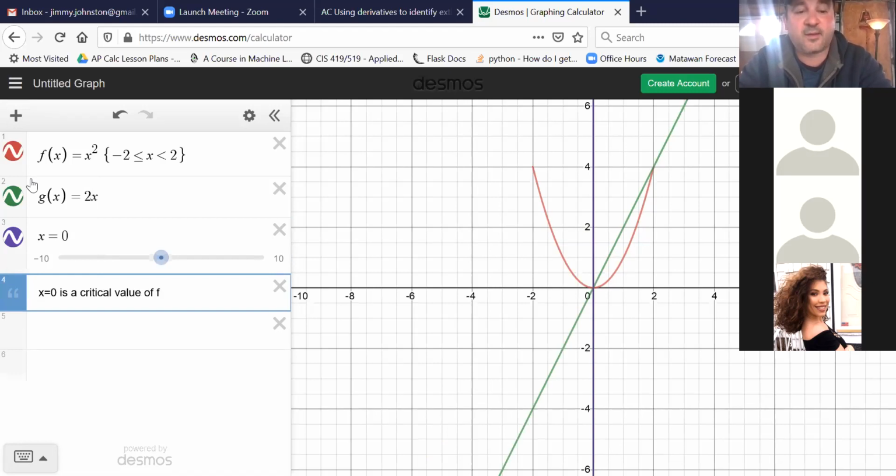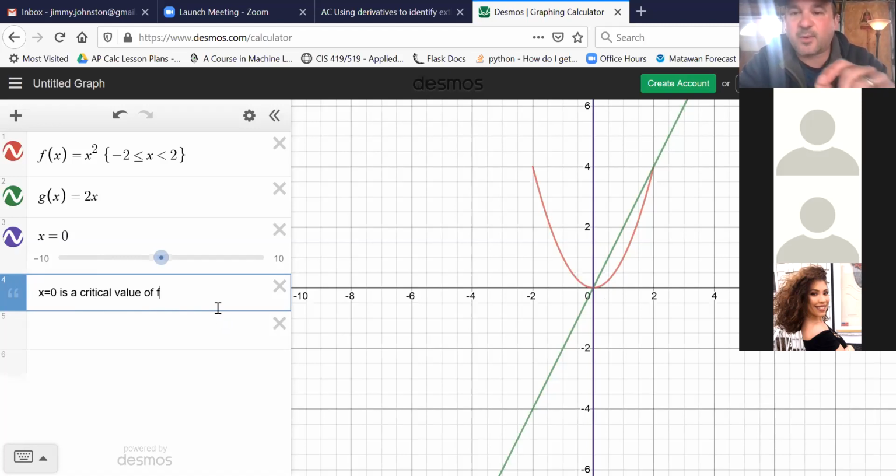Now that doesn't tell us whether it's a local min or max, but it tells us that if there is one, it's got to occur here at x equals 0. It can't occur anywhere else. That's what the theorems tell us. So we're going to do the first derivative test in a couple minutes to test that out. Now we visually see this. We know that this is a local minimum. We can see it, but we're going to see algebraically how we can test that.